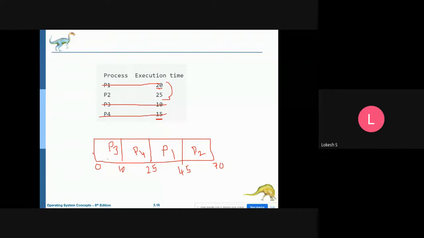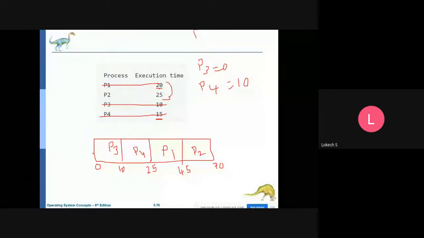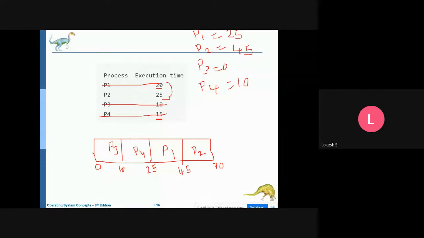The waiting time for P3 is 0. P4 is 10. P1 is 25. P2 is 45. So this is the waiting time of each individual process: P1 is 25, P2 is 45, P3 is 0, P4 is 10.